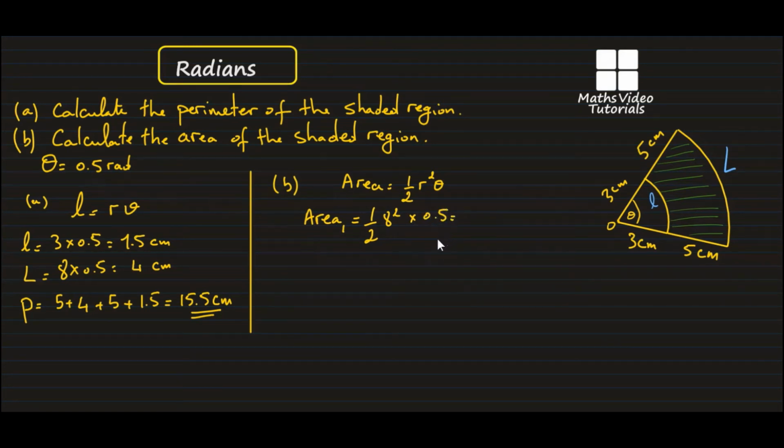Now this type of question is usually a calculator question, meaning you are allowed to use a calculator, but for this one you can see clearly that it is 64 divided by 2, which is 32, and then times it by half, so that's 16 squared centimeters.